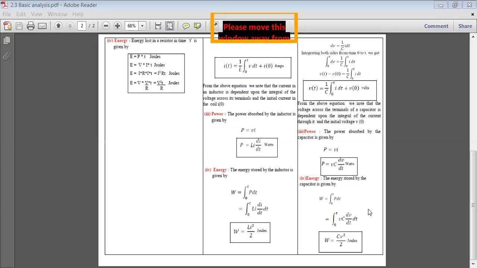Next we go for energy. The energy stored by the capacitor is given by W is equal to integral 0 to T of P dt. If we solve this equation, we get W is equal to C V squared by 2 joules. We have to solve this integration, then we get this kind of formula.